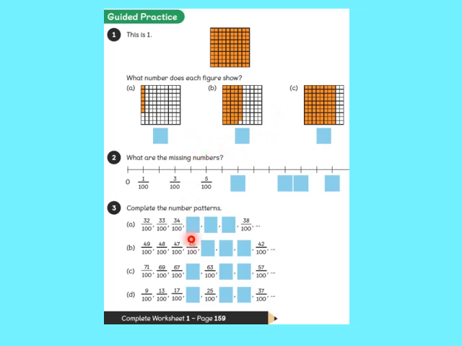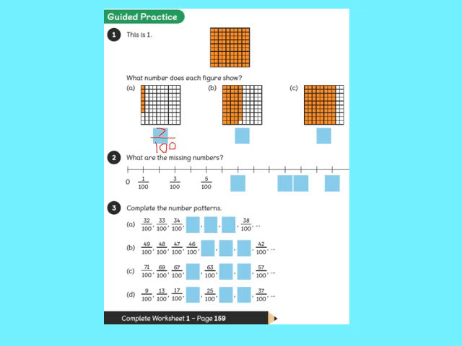So let's do the first one together. If I look at this, I can count that there are 1, 2, 3, 4, 5, 6, 7 squares shaded. So if I wanted to show that as a fraction, I will write that there are 7 parts out of 100 parts that are shaded.